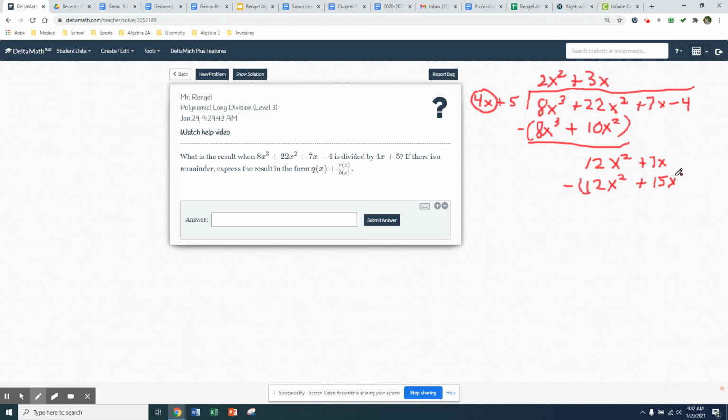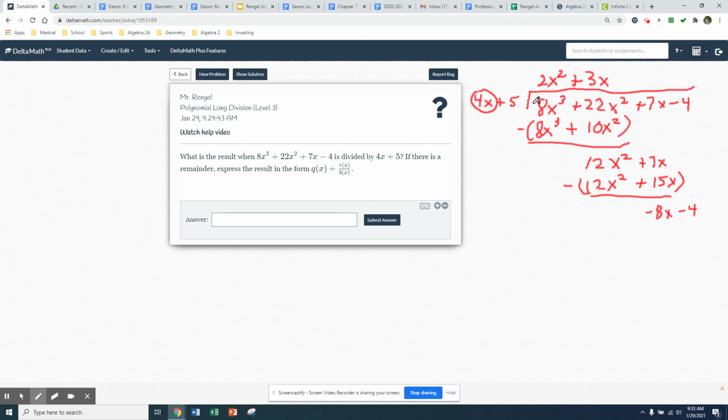Do our subtracting. 12x squared minus 12x squared is going to be 0. 7 minus 15 would give me negative 8. So I'd have 7. I take away 15. That brings me down to negative 8.